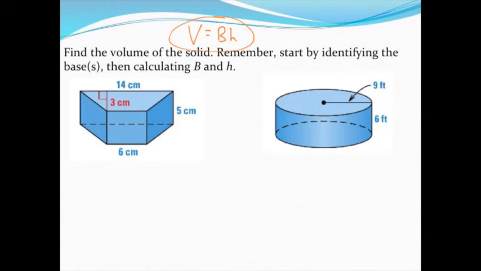The first figure is a trapezoidal prism. The bases are your trapezoids. Recall in a prism, the bases are the sides that are parallel and congruent to each other. So that would be the triangle, or the trapezoid in this case.